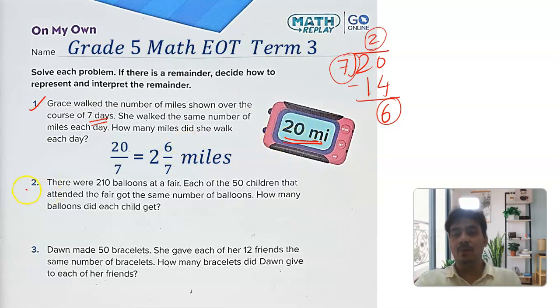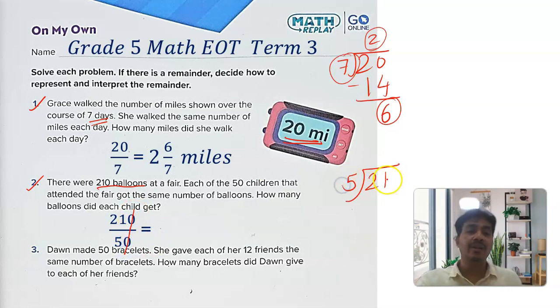Alright? Question 2. There are 210 balloons at a fair. Each of the 50 children that attended the fair got the same number of balloons. How many balloons did each child get? In this case also we have to divide the 210 balloons by the 50 children. So let's divide 210. We can cancel the 0 and we can write only 21. So 21 divided by 5, 4 times is 20 and 1.